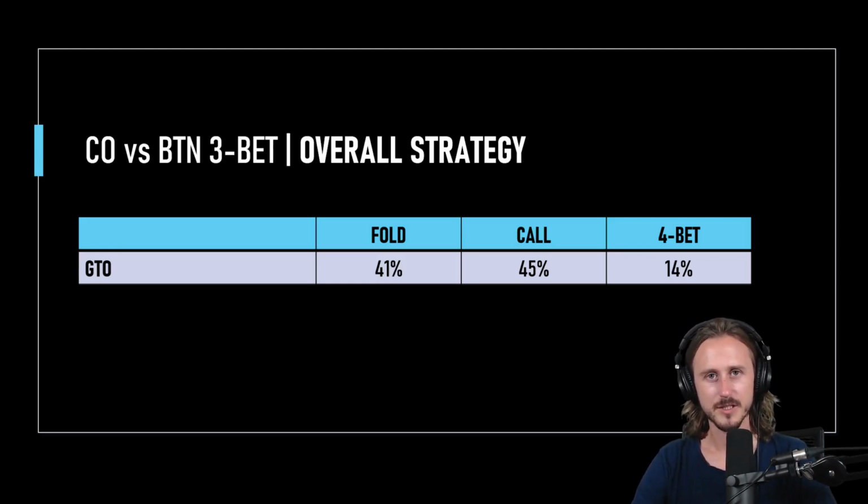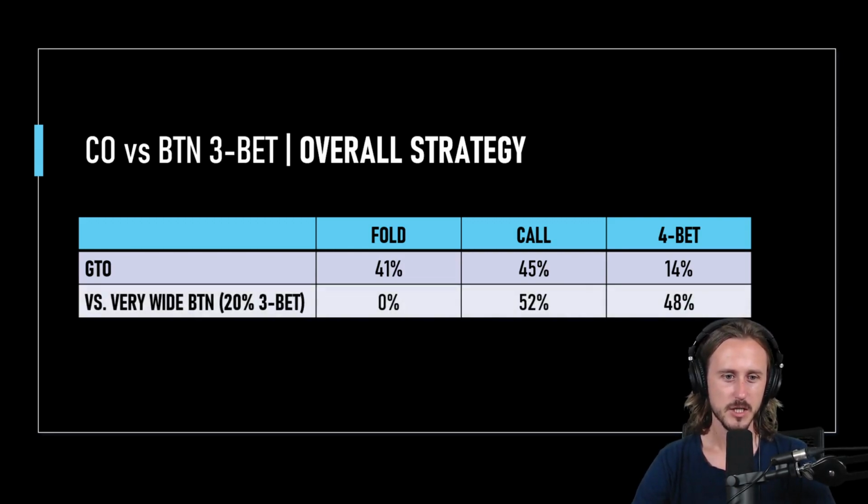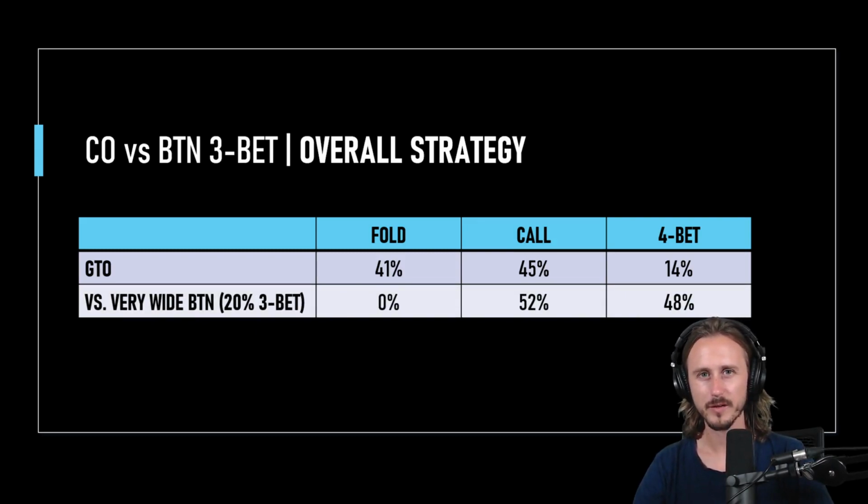Now, how does this change if we play against a wide aggressive button? In this scenario, I told you we are open raising 14.8%, so we did adjust correctly pre-flop. Now the button is 3-betting 20% of the time. He did also cold call 40% of the time. But we're going to look at how to respond against that 20% 3-bet.